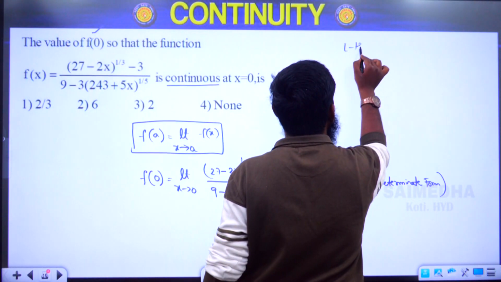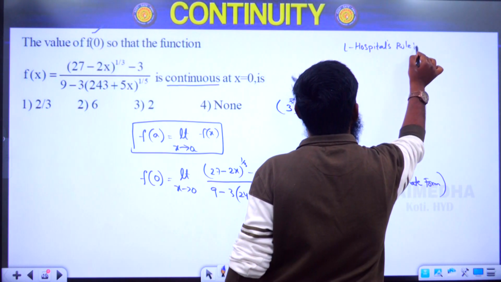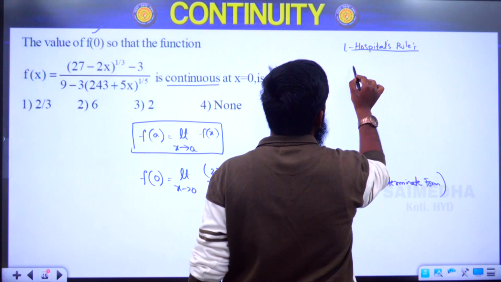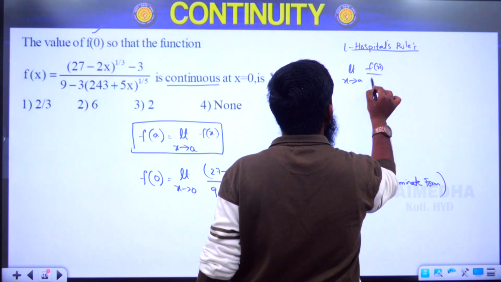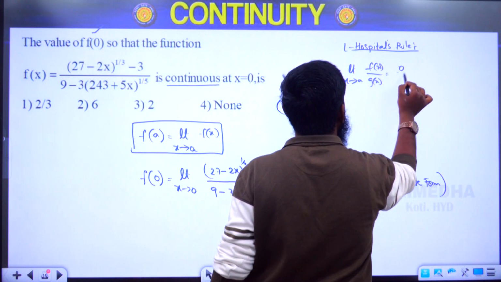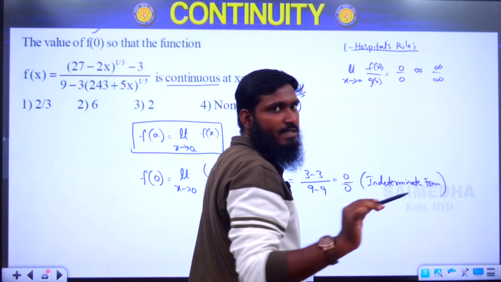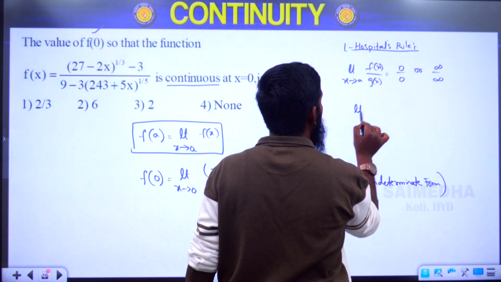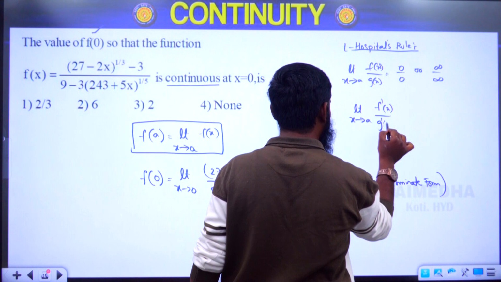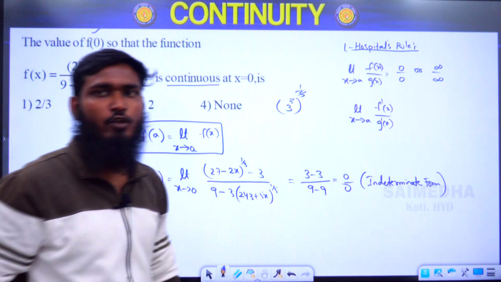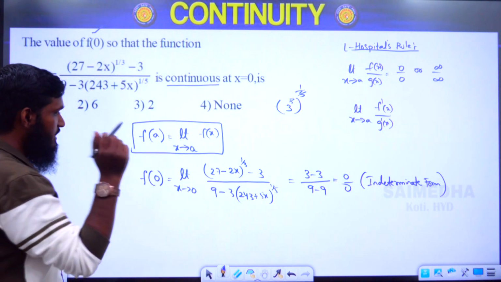What is the meaning of L'Hospital rule now? Already we have discussed in limits topic over here. L'Hospital's rule means if you are having limit x tends to a, f of x by g of x, it is equals to 0 by 0 or infinity by infinity. If you are getting this part, then what we have to do means limit x tends to a, f dash of x by g dash of x. Means we have to differentiate the numerator as well as the denominator, then we have to substitute the x value over there. Okay, now let us try to substitute over here.